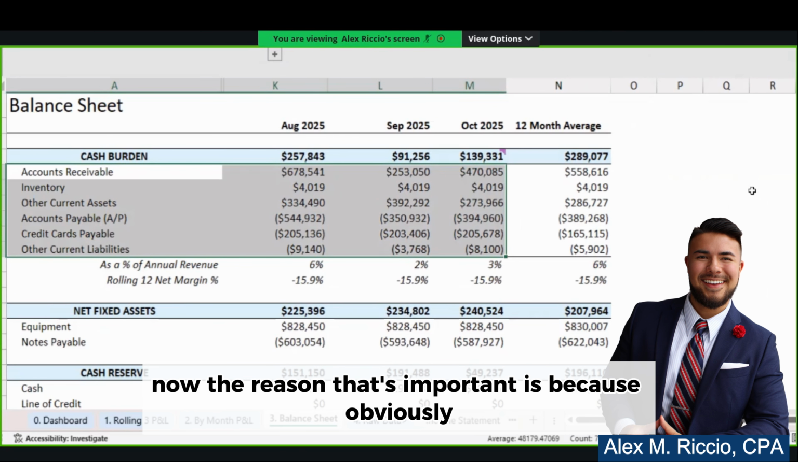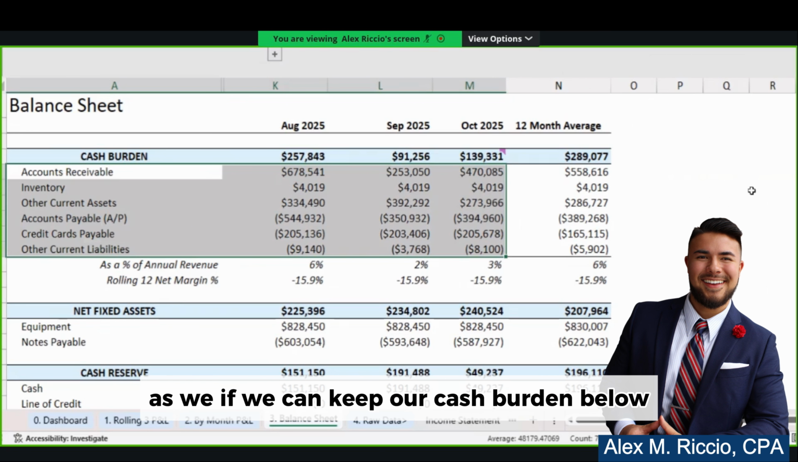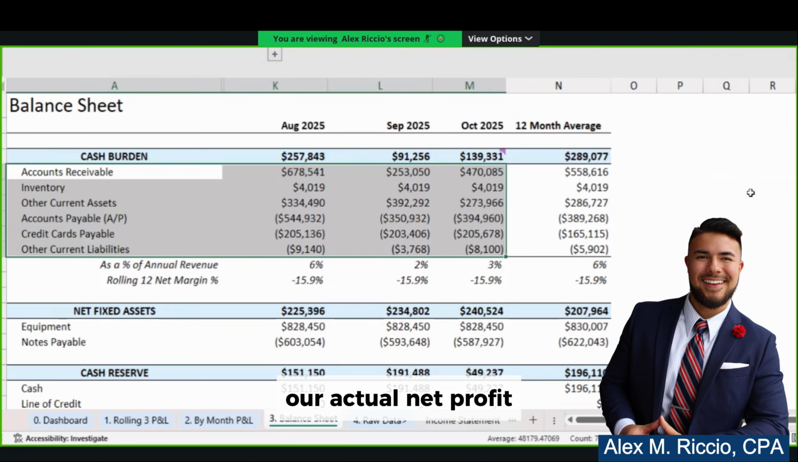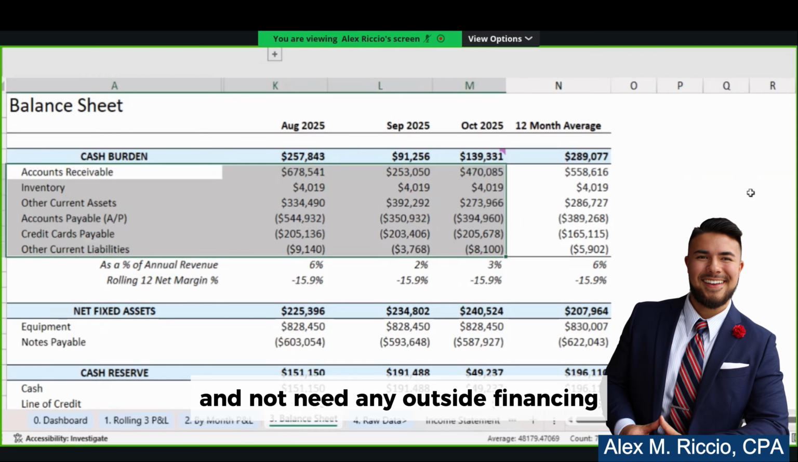Now, the reason that's important is because obviously if we can keep our cash burden below our actual net profit, we can grow the business sustainably and not need any outside financing. That's why this is so important.